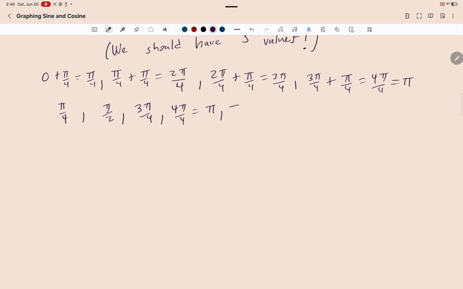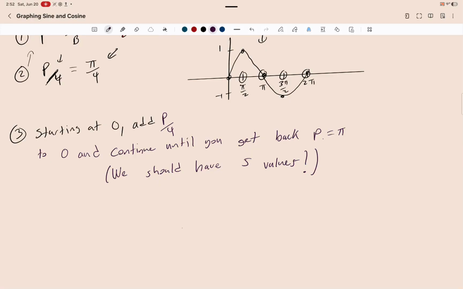1, 2, 3, 4. Where did I mess up? Oh, I actually found my error, and it's because I listed it.